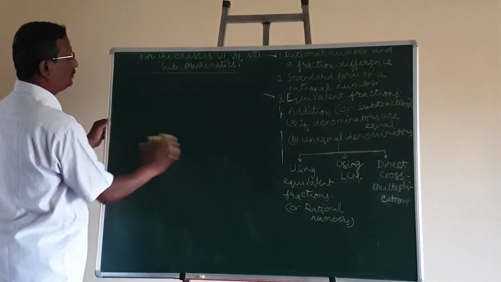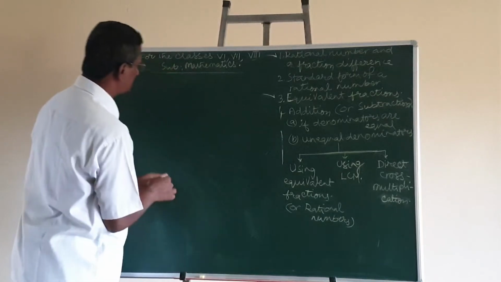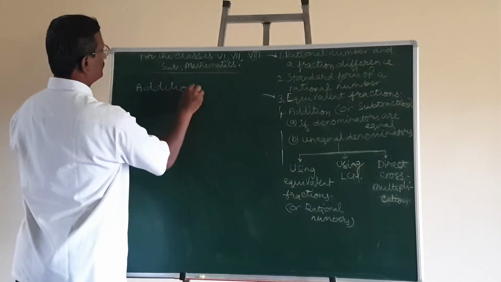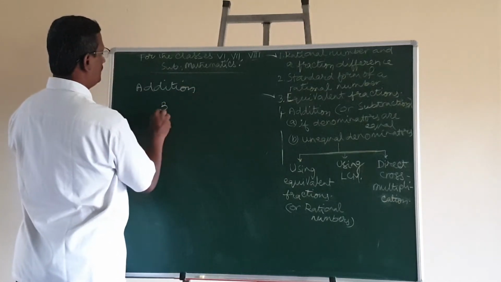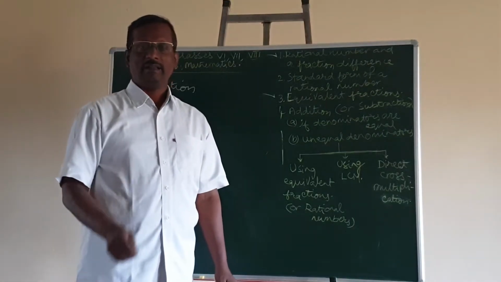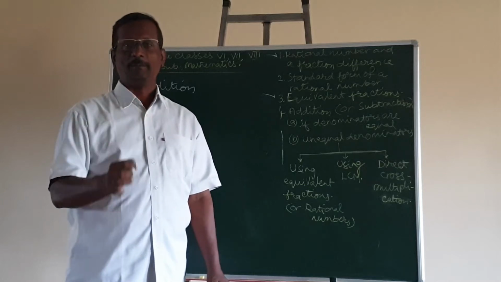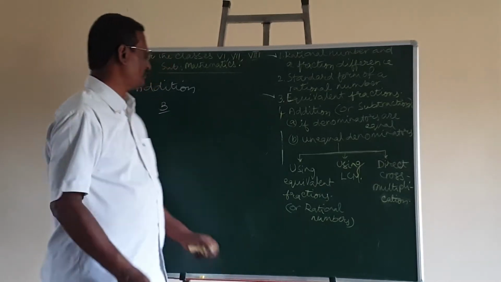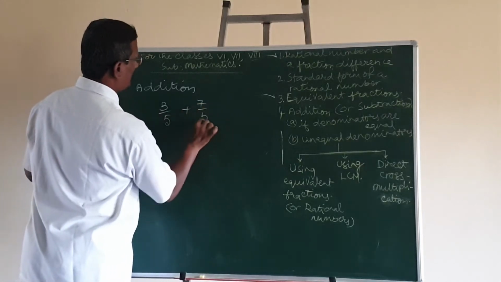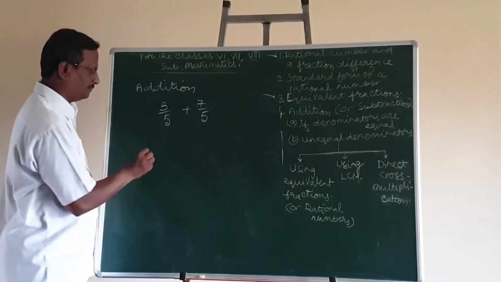Now, we will do addition of fractions. Suppose the two fractions have equal denominators. This is the first and foremost, the basic or simple method of how to add. 3 by 5, comma, 7 by 5 are the two fractions where the two denominators are equal.